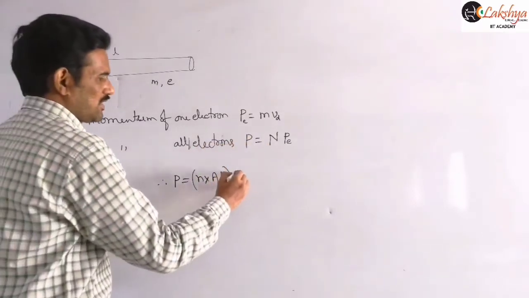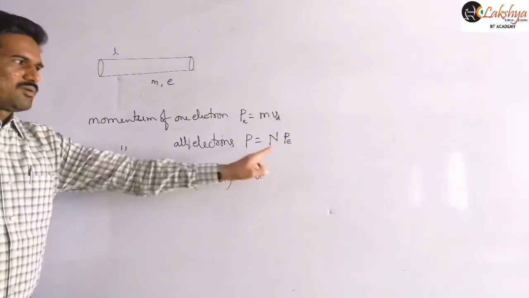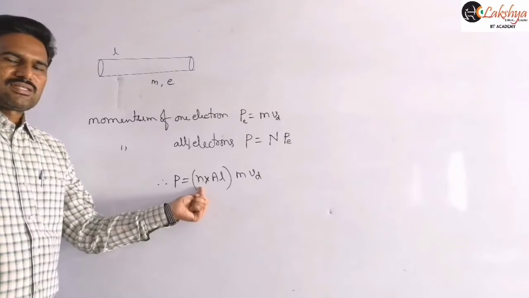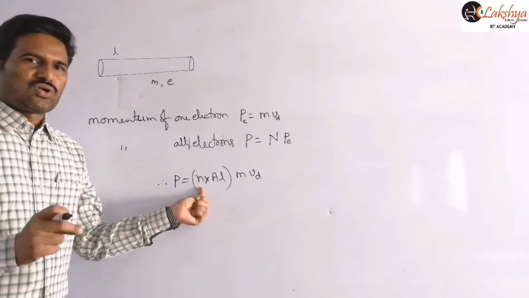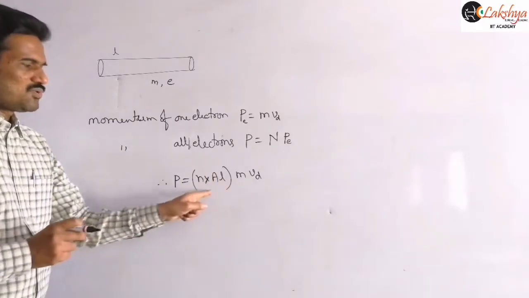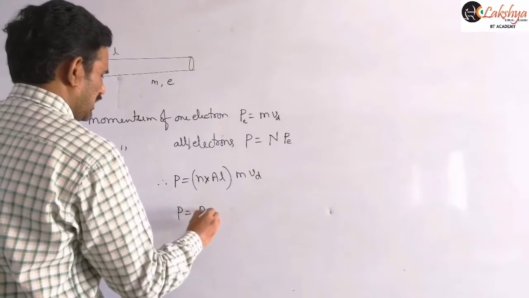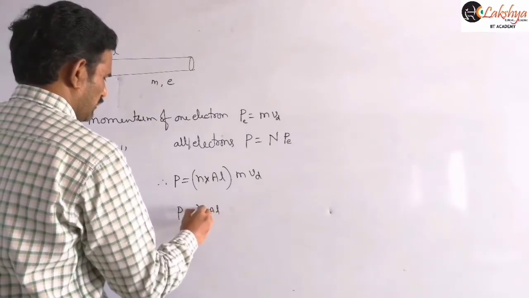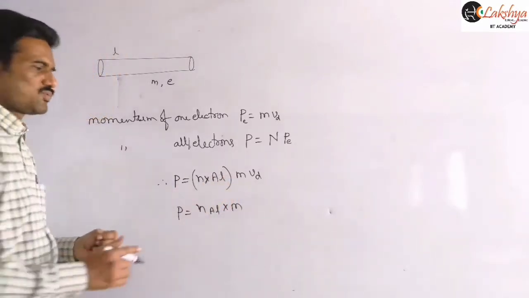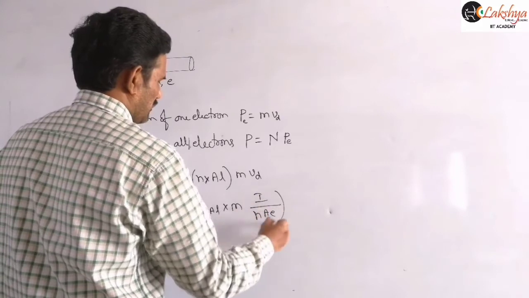So this value is the momentum of one electron, m into Vd, times the total number of electrons. The total number of electrons is n, the number of electrons per unit volume, which we already used in the drift velocity calculation, into A into L. A into L gives the volume. So this is equal to n A L m Vd. We can substitute the drift velocity formula, I by nAe.